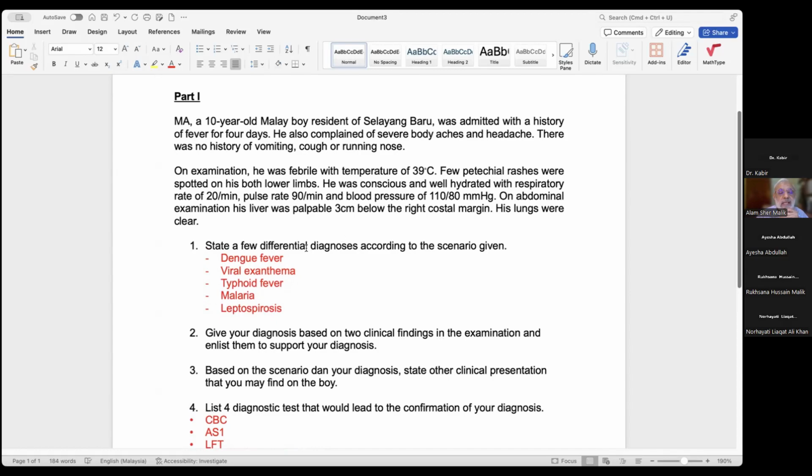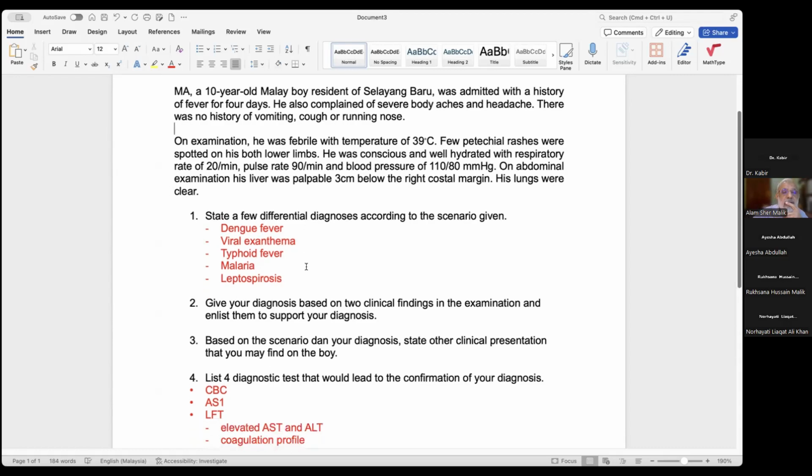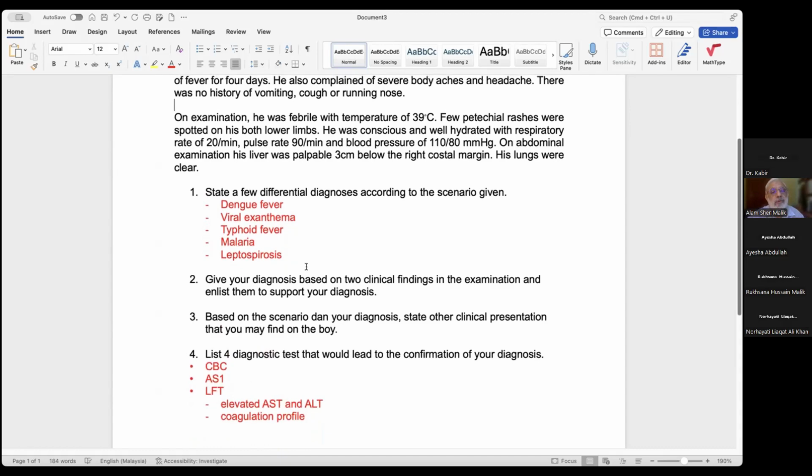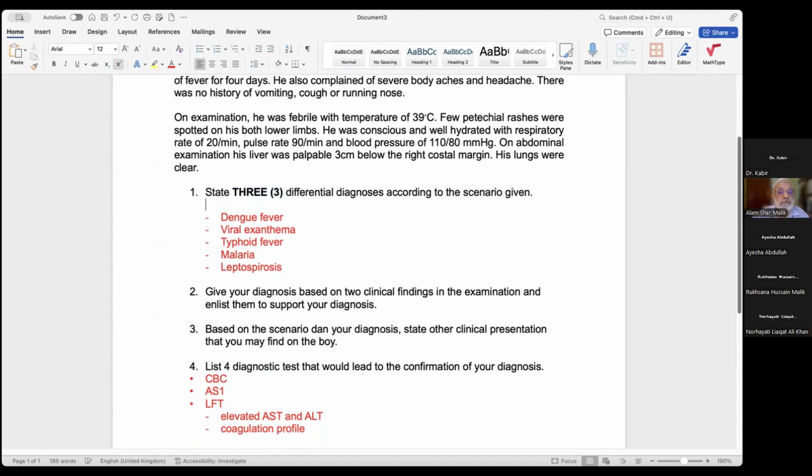So the first question that we can ask from the scenario is to state a few differential diagnoses according to the scenario given. In an exam question, we can maybe put 3 or 4 differential diagnoses and ask them to state. That's important, that we should use the number, because when we want to have a marking scheme, we must have a number. Let's say you want 3 differential diagnoses and you want to give maybe 1 mark for each. So the number is important for objectivity.